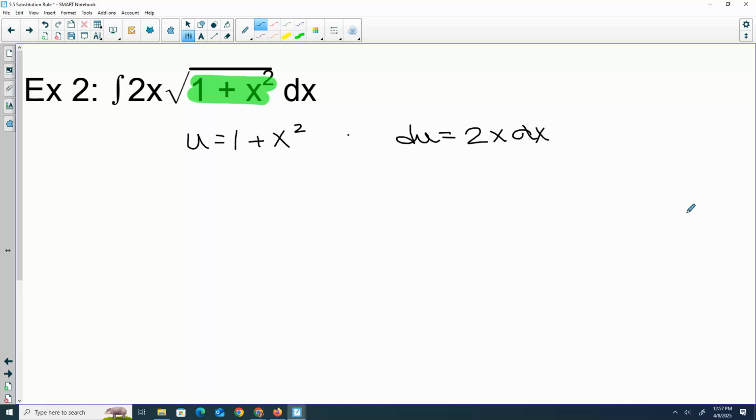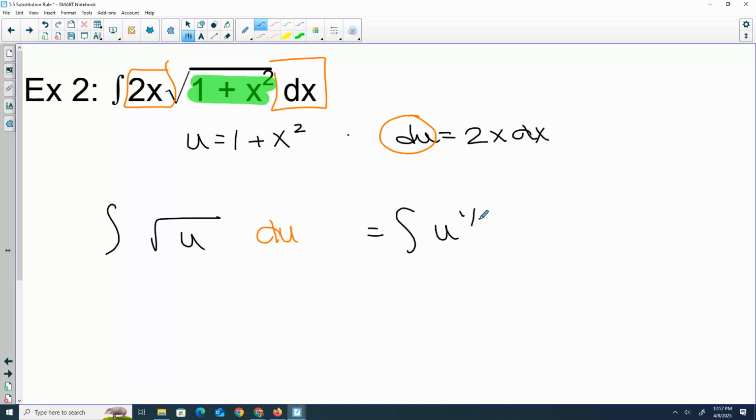So now we have to make those substitutions in our integral. The 2x and the dx together make up du. That's what I mean: the 2x dx gets replaced with du. And then all I have is the square root of 1 plus x squared, or we can think of it as u to the 1/2 du. That is a very easy antiderivative for us to do.